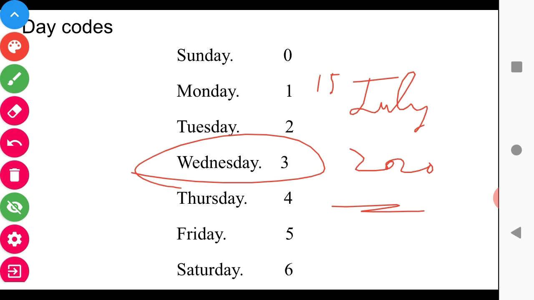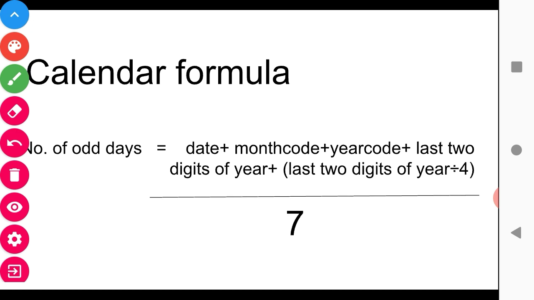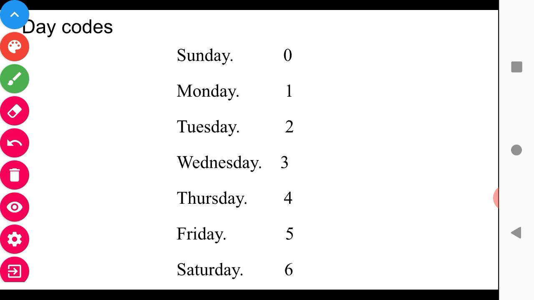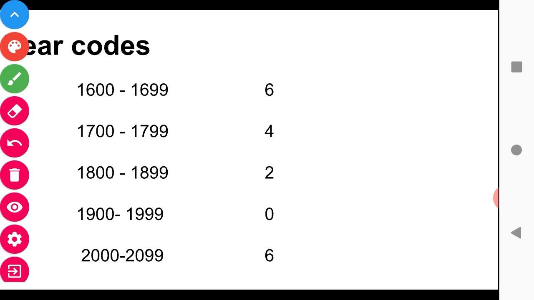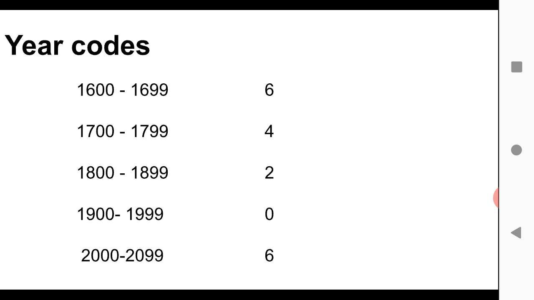So in this way, by using these month codes, year codes, and this formula, whatever the date in the calendar, we can calculate the day by using this calendar formula. So now our job is how we are getting these month codes and year codes. So these are the month codes and these are the year codes. Our job is how we are getting them.